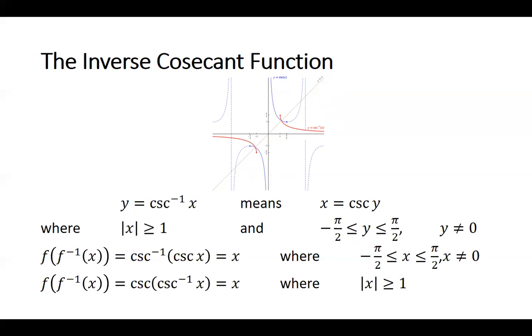And then if we take the inverse cosecant of a trigonometric ratio, that gives us an angle. If we take the cosecant of that angle, we then get the original trigonometric function back, x, where the absolute value of x is greater than or equal to 1.